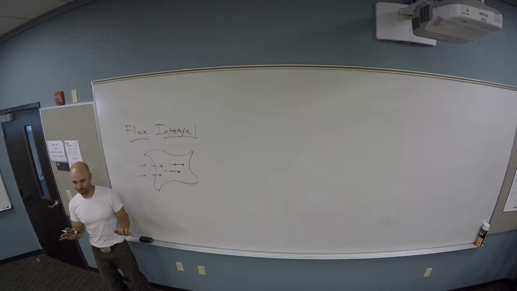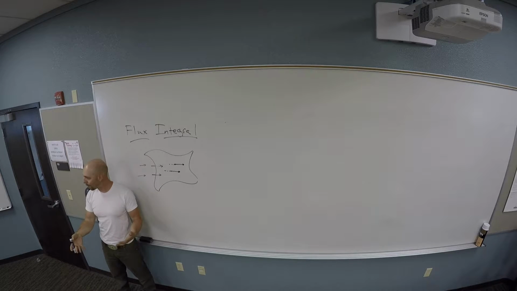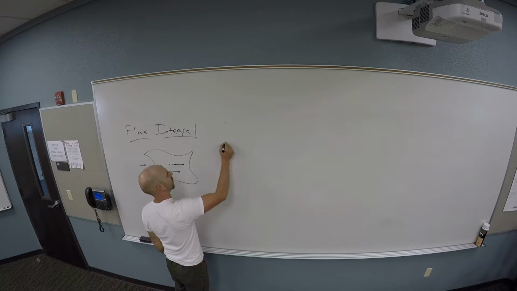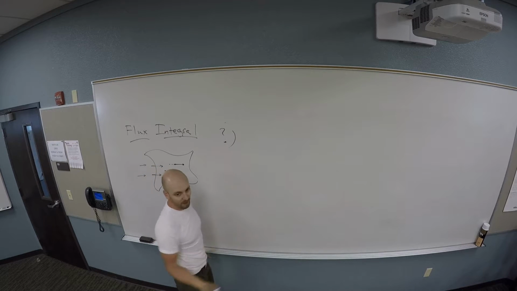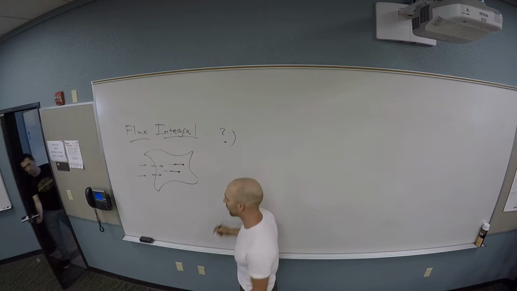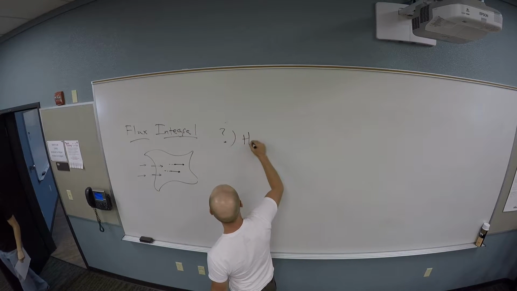You guys all good with this? So I've got some membrane in the world and I'm flowing some fluid through it, right? I might wonder, what's the obvious question here? How fast? How much stuff goes through the membrane?